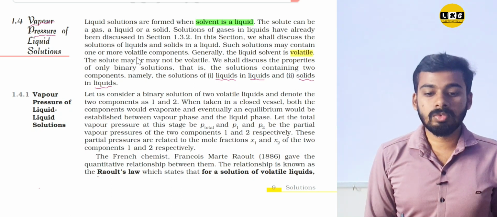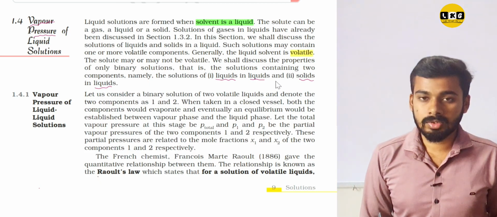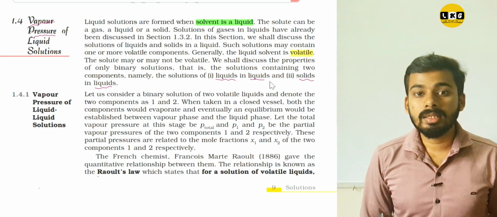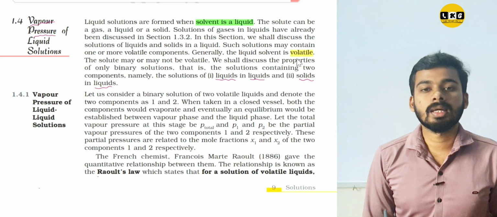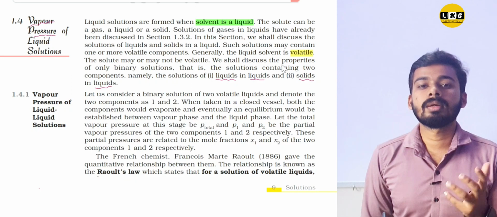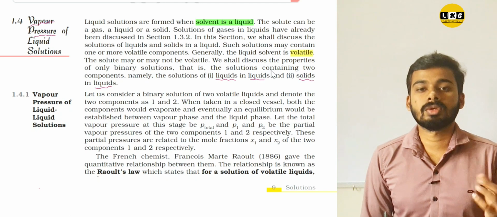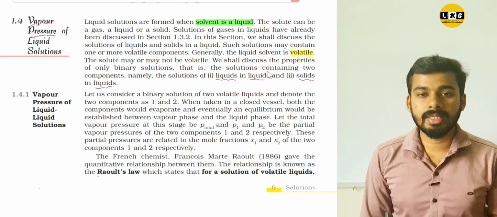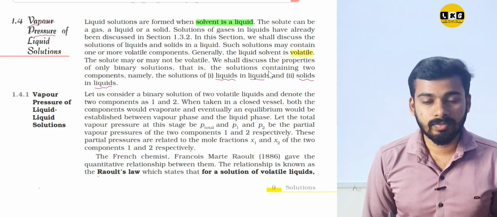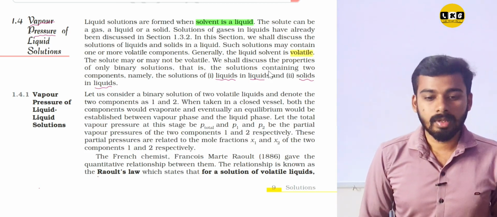Solutions may contain one or more volatile components. Generally, the liquid solvent is volatile. In a binary solution which contains two components, they are volatile in nature. Usually, the solvent is volatile. What is volatile? The component which gets evaporated at room temperature is called a volatile substance, whether solvent, solute, anything. Remember, if it evaporates at room temperature, we call it volatile.